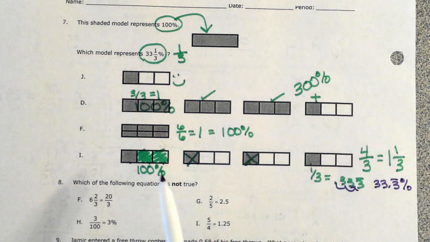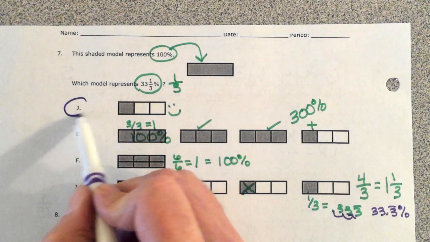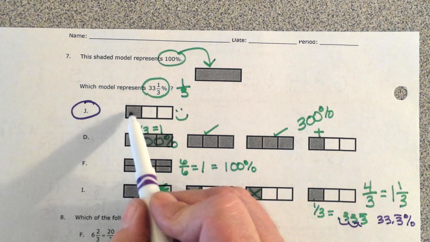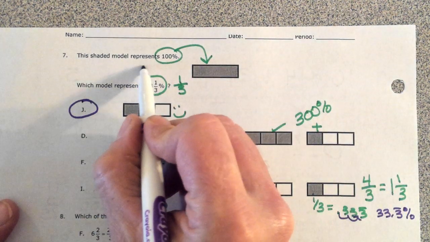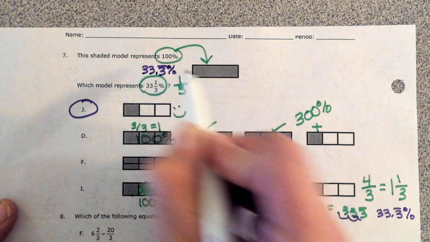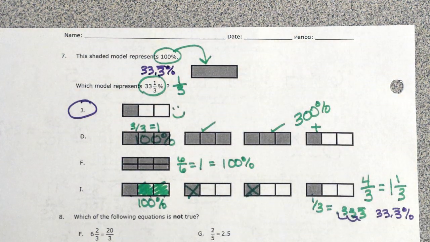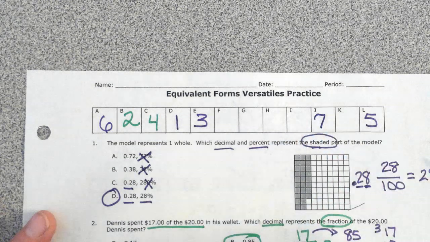So do I want 133.3 repeating percent? No. I want J, which is 33 1/3%. Or we could also call it 33.3 repeating percent. They both work. All right, so 7 is J. Go to this side, find the J, and we're going to put a 7.